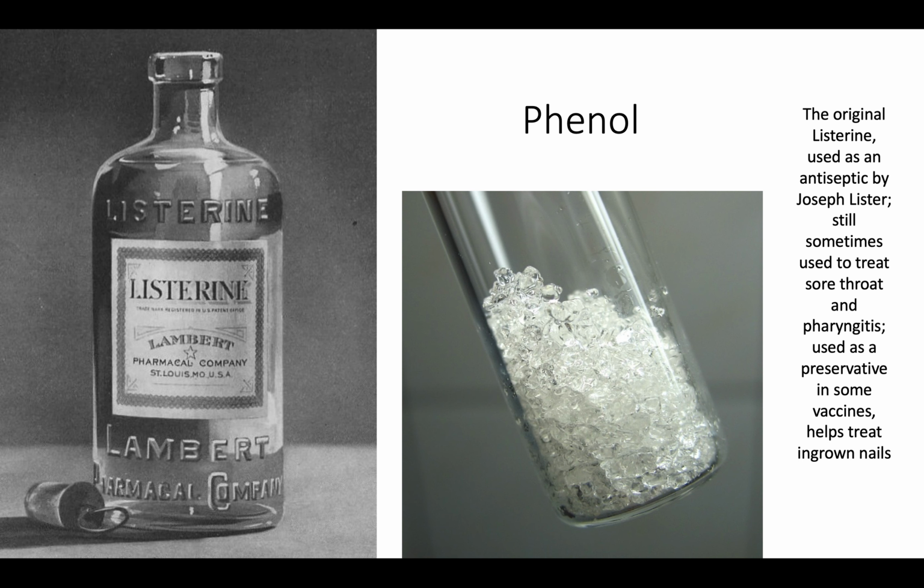And phenol was the original antiseptic that was used in Listerine. It killed bacterial cells really well. Unfortunately, it also killed human cells pretty well too. So people would get throat cancer because of the original Listerine. So they replaced it. It's not in Listerine anymore. But they still do use it in very, very small quantities as a preservative in some vaccines, not in all of them. And it also helps to treat ingrown nails.